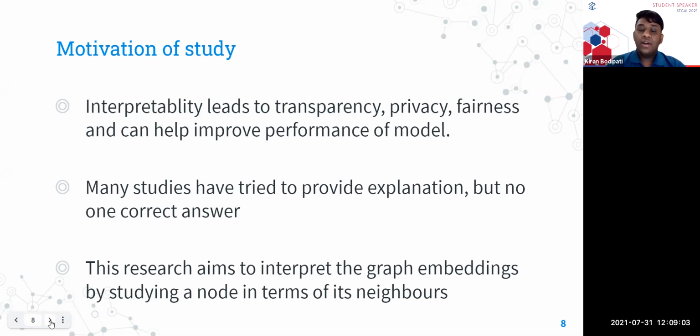However, although there have been numerous studies, there's no one correct answer, and you have multiple ways of explaining this. Hence, in this study, I focus on gaining insights into the node classification problem and provide a post hoc explanation to the embeddings generated for a node by studying the features of the neighboring nodes of a given node.